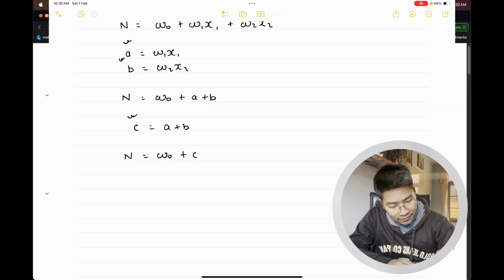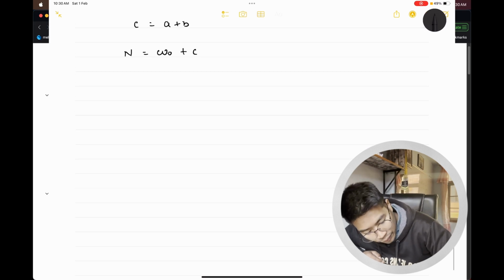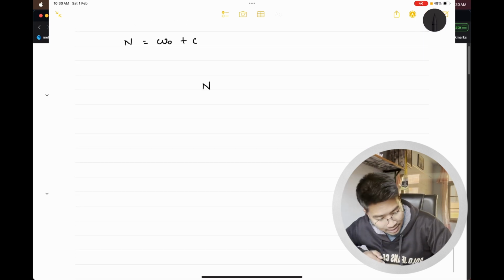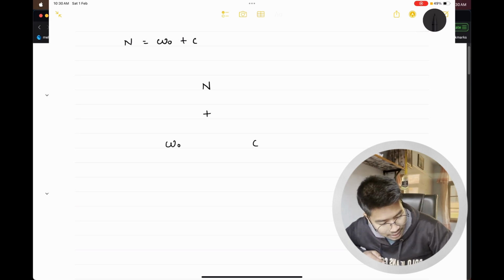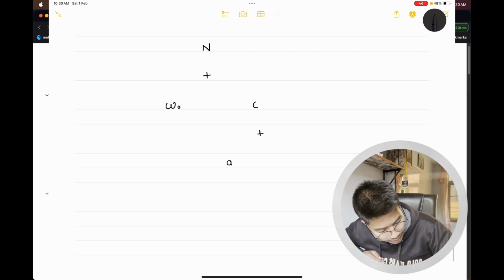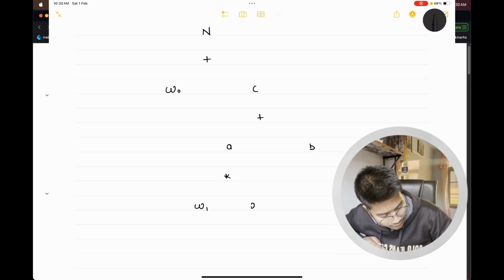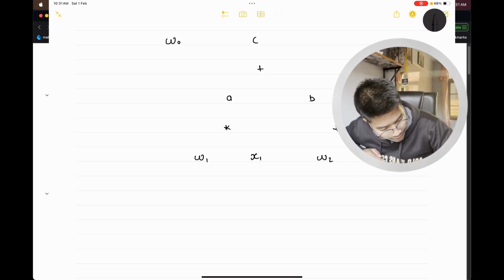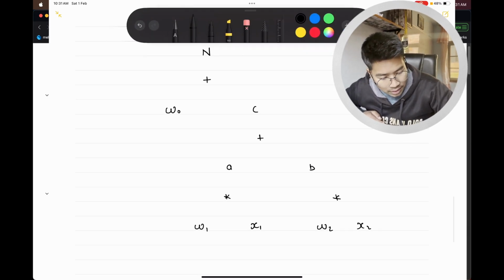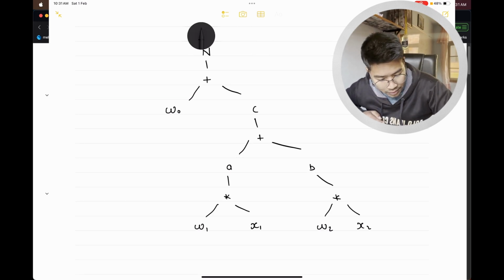Now we can visualize this as a tree that we did before for back propagation, and that would look something like this. So this thing n is basically an addition of w0 and c. c is basically an addition of a and b. a is basically a multiplication of w1 and x1. And b is a multiplication of w2 and x2. If you could do this, then you could create this tree.